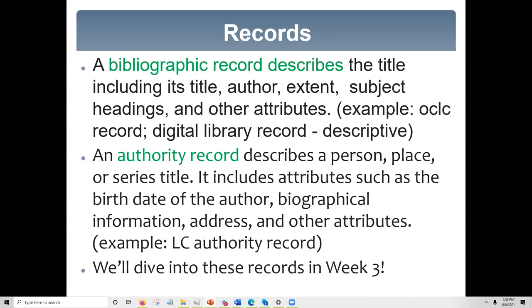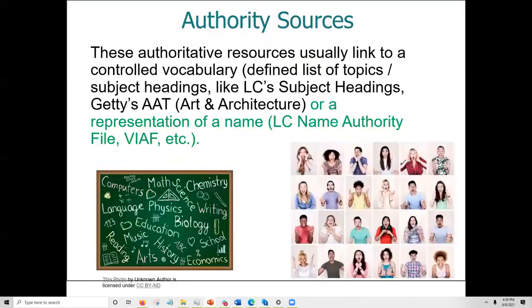Now, we looked at an example with the Prince record for Wikidata. So that is a project that's not a library project, although libraries have now worked with them on their authoritative resources. Another example would be the Library of Congress authority records. And we're going to really spend time with these records in week 3. So these authoritative resources usually link to, they could link to a controlled vocabulary, or they could link to a representation of a name. And that would be like some of the things we just looked at.